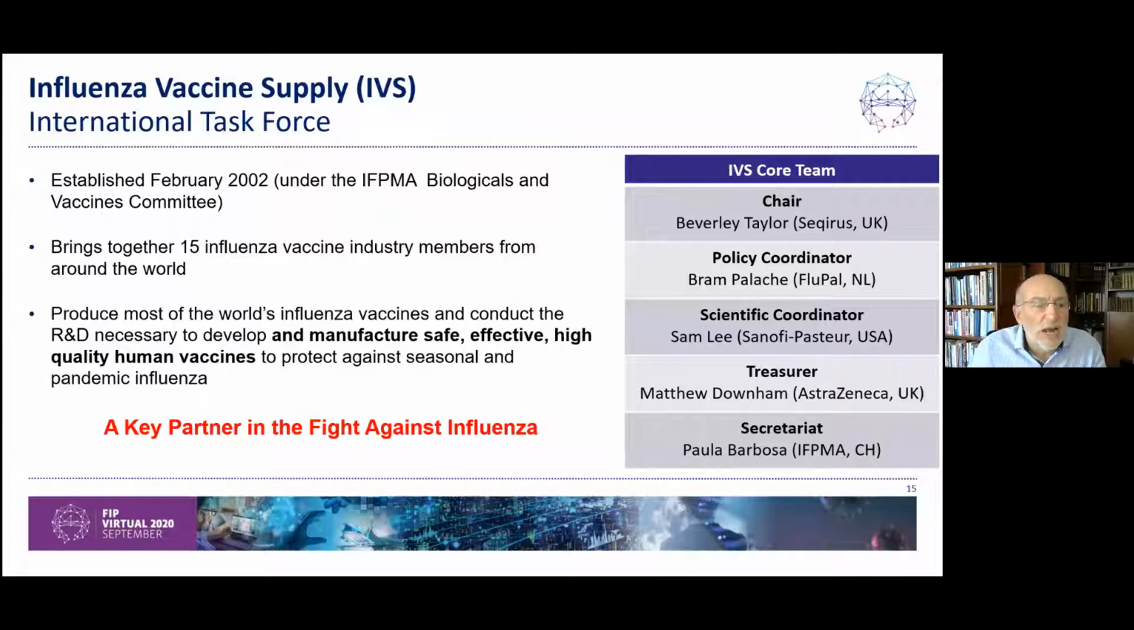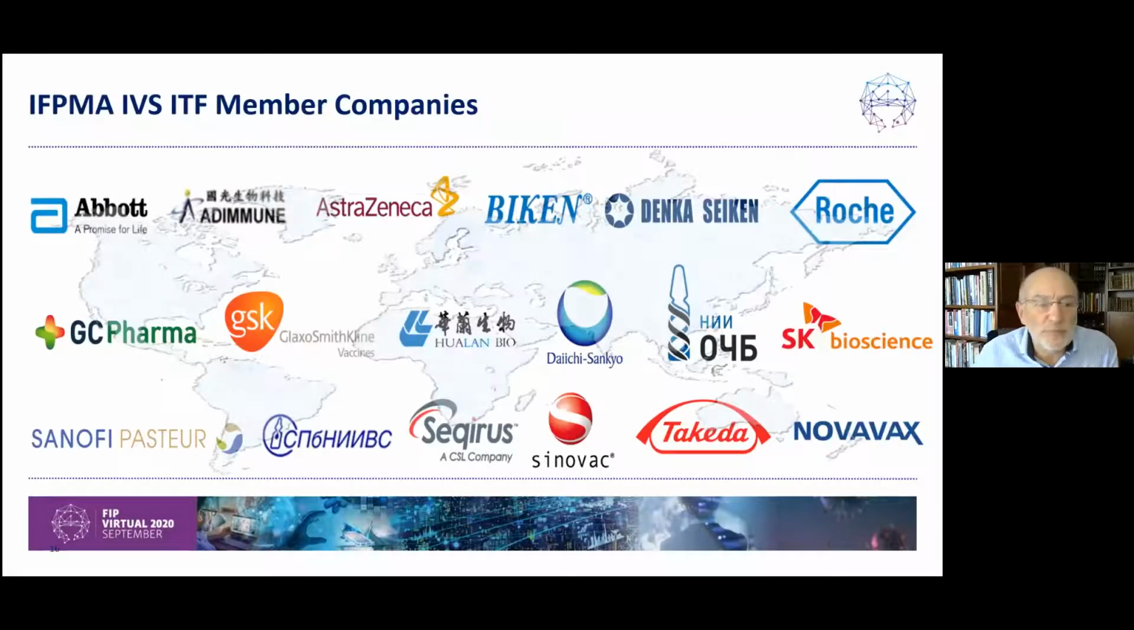US, Europe, and members of IFPMA's IVS task group produce most of the world's influenza vaccines and conduct the necessary R&D to manufacture safe, effective and high quality vaccines to really protect as much as we can against seasonal and pandemic influenza. It's a key partner in the fight against influenza. And as you can see, both Matthew and myself are members of the core team who are presenting the leadership of this group. Next slide, please. Here you see the number and names of the members of IFPMA, as I said, from all over the world. Next.